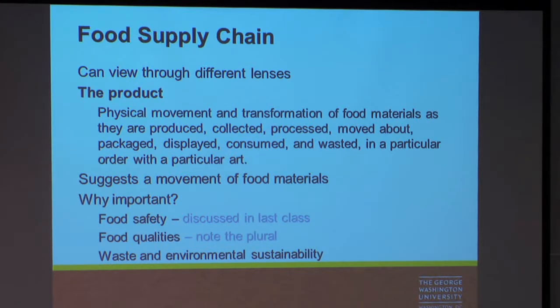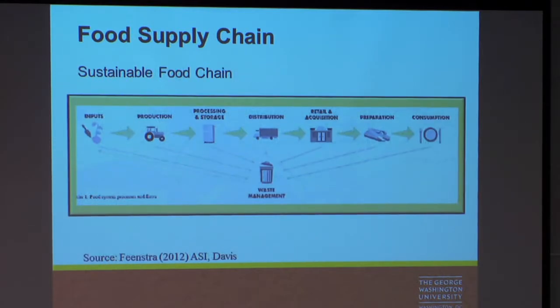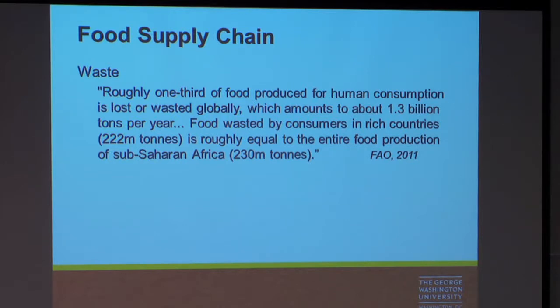Finally, in discussing waste and environmental sustainability, a big issue now, you have to view it this way. So here's a picture with a reconstituted food supply chain in which the trash can is put in. It's that trash can that receives a lot, maybe a third of the food, as the food product passes through. So it's the greatest consumer of all, isn't it? Roughly a third of food produced for human consumption is lost or wasted globally, which amounts to this much, which is more than all food production in sub-Saharan Africa. This gets into my poverty area of research, and you just wonder, isn't there a way to make it work?